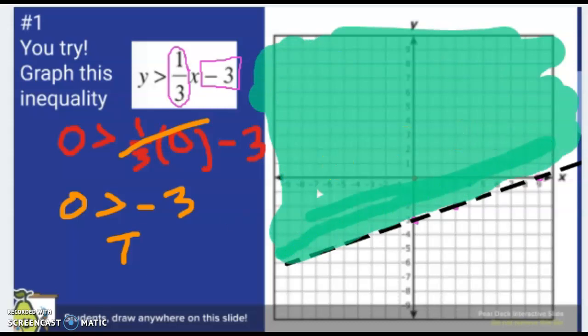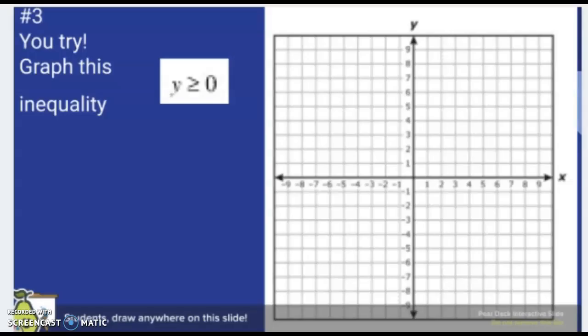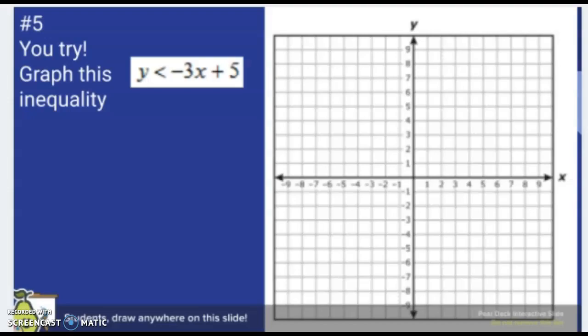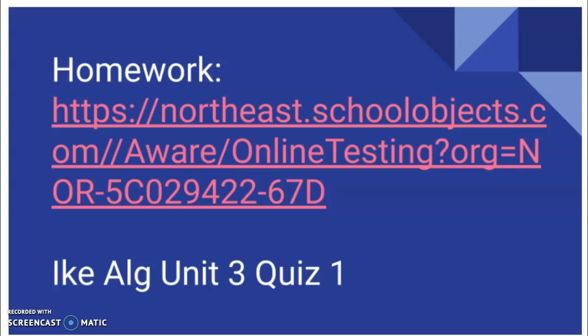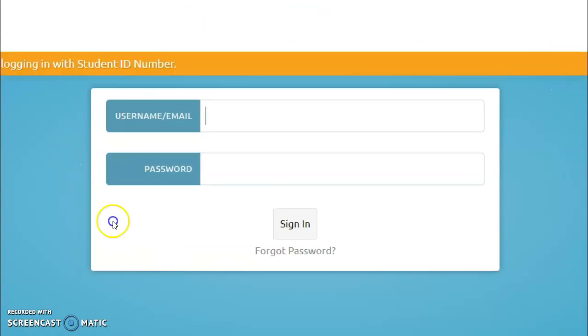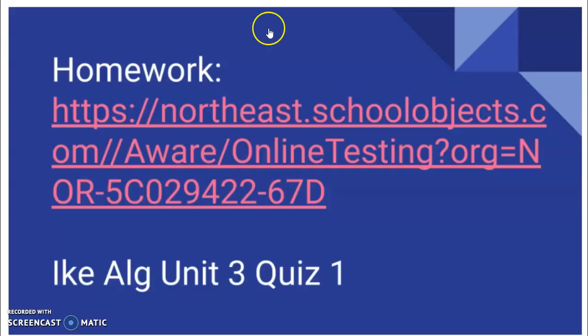Okay, so you're responsible for completing the next 1, 2, 3, 4, 5 slides. When you get to the next slide, you'll be able to click on it and complete a 5-question quiz on graphing equations. So when you get to the last slide, slide 15, you will be able to click on that link. It will take you directly to your sign in. The name of the quiz that you're taking is Ike Algebra Unit 3 Quiz 1. There are 5 questions related to graphing equations.